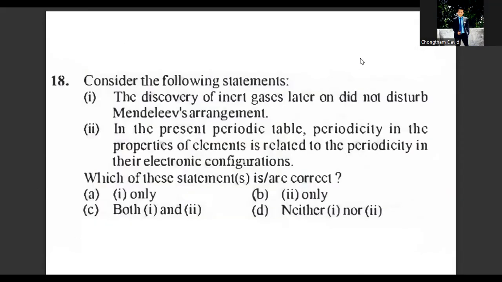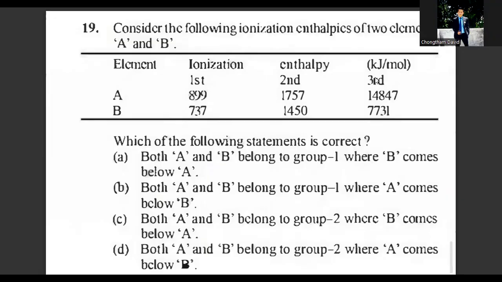Let's see question number 18. Consider the following statements. The discovery of inert gases later on did not disturb Mendeleev's arrangement. In the present periodic table, periodicity in the properties of elements is related to the periodicity in their electronic configuration. We have to find the correct statement for this question. So both are correct. So option C would be the answer for question 18. Moving on to question number 19. Quite lengthy again. Consider the following ionization potentials or enthalpies of two elements A and B: first, second, and third.